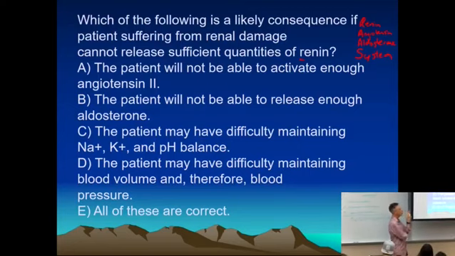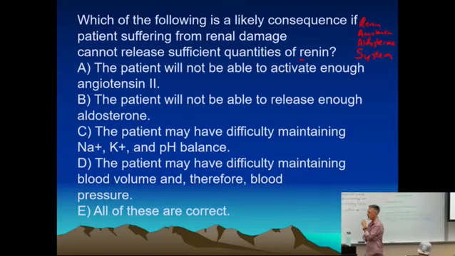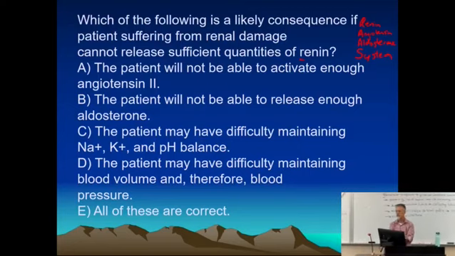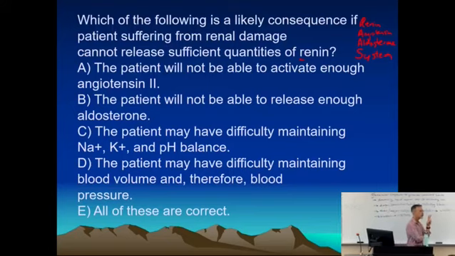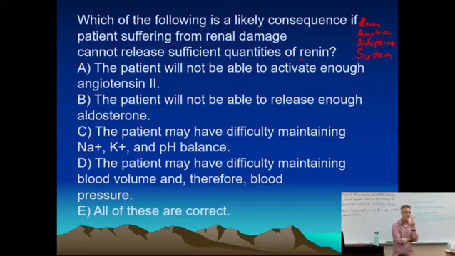So then, given that, if we look at those answers, the patient will not be able to activate enough angiotensin 2. True, right? Because without the renin as the first domino, we're not going to get angiotensin, we're not going to get angiotensin 2. Okay? B, the patient will not be able to release enough aldosterone. That's the 3rd step, technically the 4th step, right? So if we don't have enough angiotensin, or 1 and 2, then we don't get aldosterone. Okay? So right off the bat there, if you can figure that out, you've got 2 that you're confident in knowing that they're true. You got to go with all of the above.